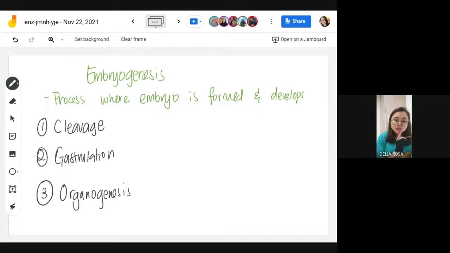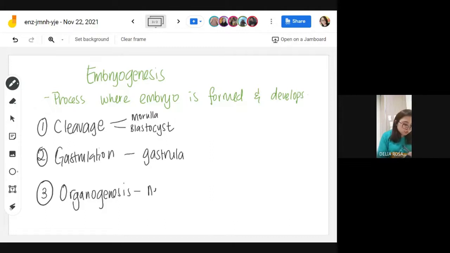Okay, Leah answers first. In cleavage, we have the morula and blastocyst, so that is correct. Very good. Gastrulation has the gastrula, very good. And organogenesis has the neurula, very good. So these are the different names you can use to describe the embryo during these three stages.